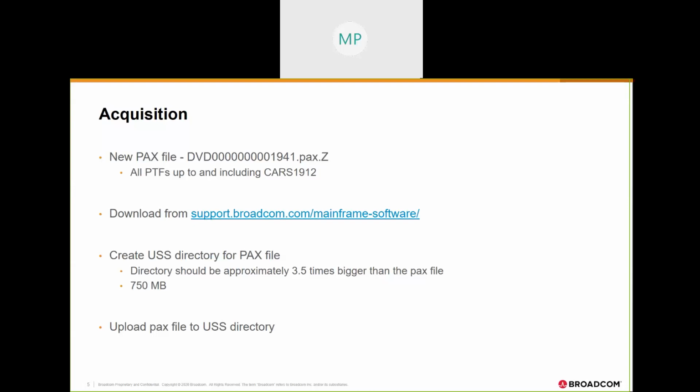You can download the file from Broadcom support page and then upload it to a USS directory on the mainframe. The directory should be about 3.5 times the size of the PAX file. For this new PAX file, that's about 750 megabytes.